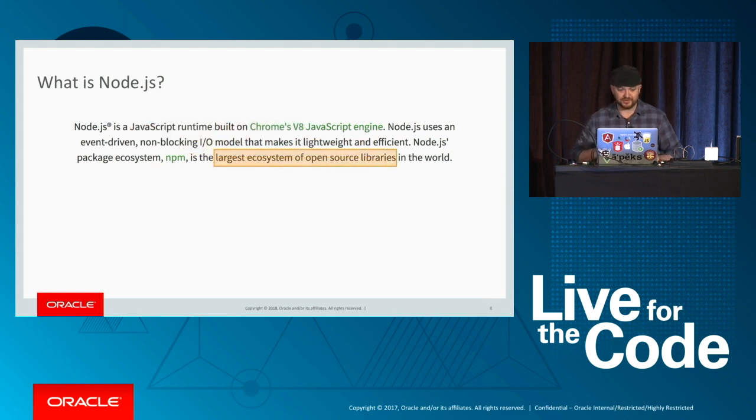What else stands out? Well, it's the largest ecosystem, or that NPM provides access to the world's largest ecosystem of open source libraries. So just by using Node, you have ready access to tons and tons of code that you could use in your applications to make you more productive. That's pretty cool. What about this part? Event-driven, non-blocking I/O. Ooh, this is where things get a little bit more complicated.